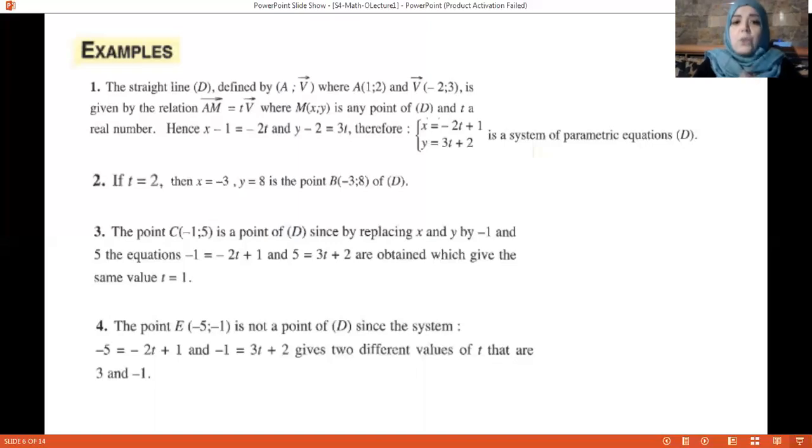What can I know about this parametric? If I already have a parametric equation, I can know the directing vector, which are the coefficients of the parameter. If I have a point, I can check if it belongs to the straight line by just replacing the x and y, and I should get the same t. And that's it, okay? If I want to find a point on the straight line, I just replace the same t in both of them, and I find the x and y, okay?